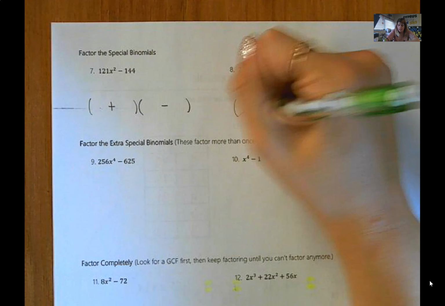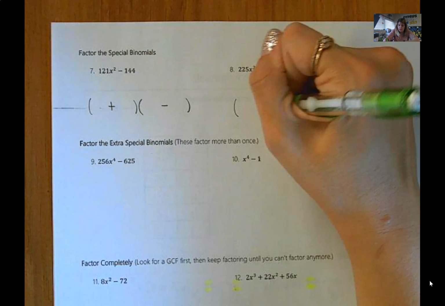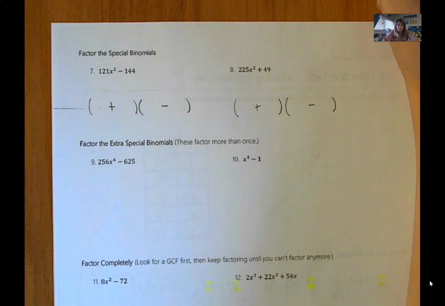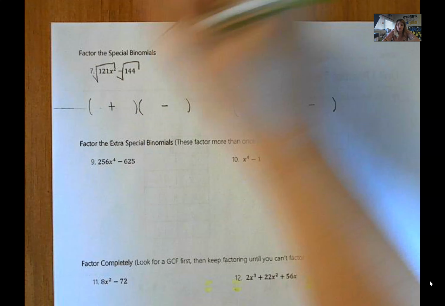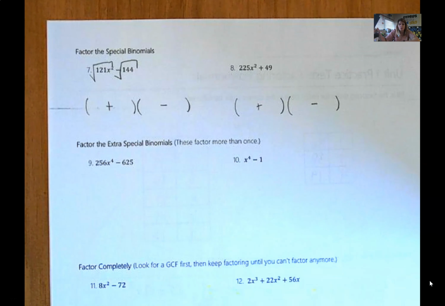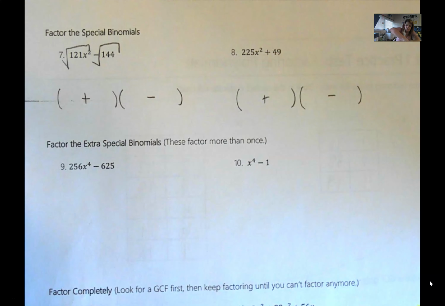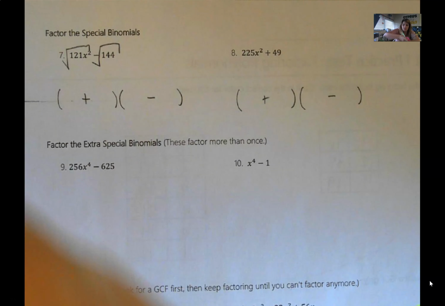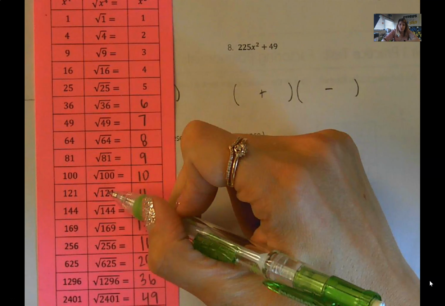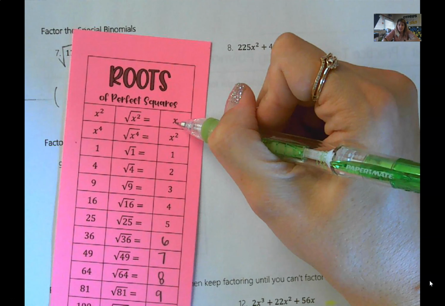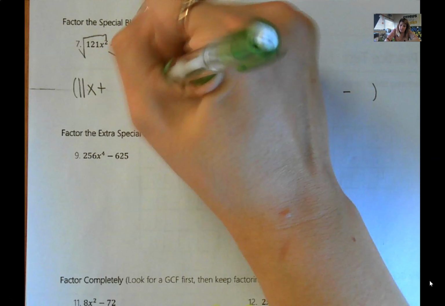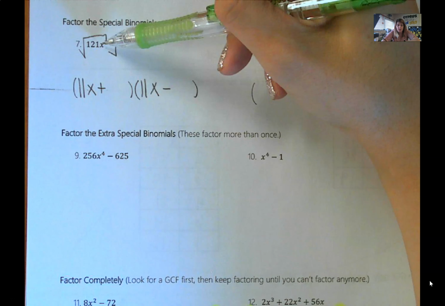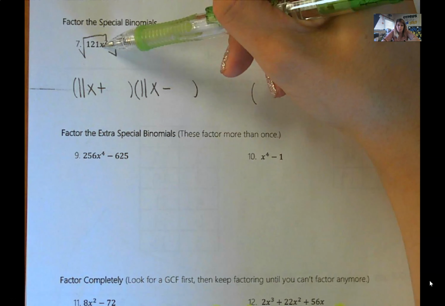So I can do the same for this one right now. All I have to do is root the first term and root the second term. That's why these are special binomials. I can go to my pink card. The root of 121 is 11. The root of x squared is x. So in my first term, I have 11x because that is what is in my first term in the problem.